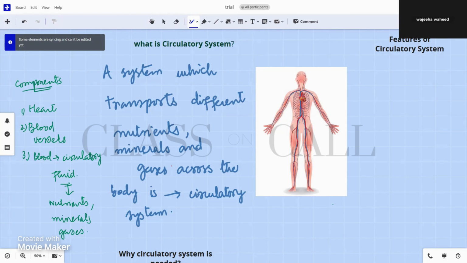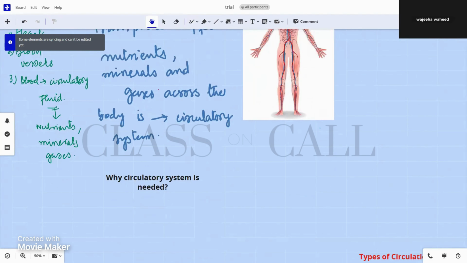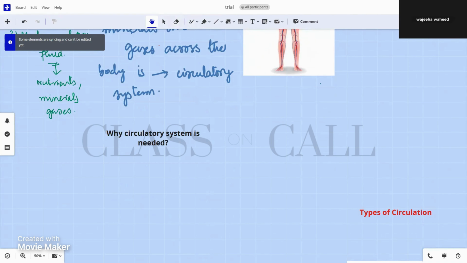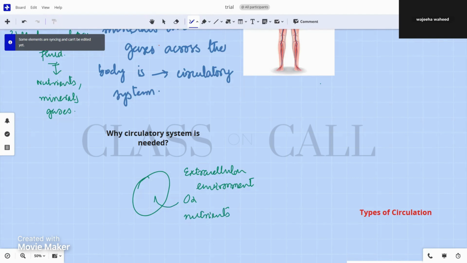Okay, now there is a question: why is a circulatory system needed? Can you tell me? In simple unicellular organisms, which consist of a single cell, like this one, and this is its extracellular environment, it takes up oxygen and different nutrients from its extracellular environment by simple diffusion, right? And it exchanges carbon dioxide gas from inside to outside by diffusion, right? So transport of material happens by diffusion in single-celled organisms.